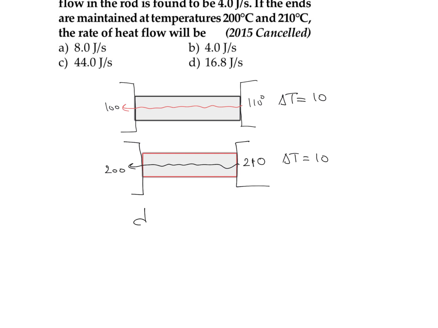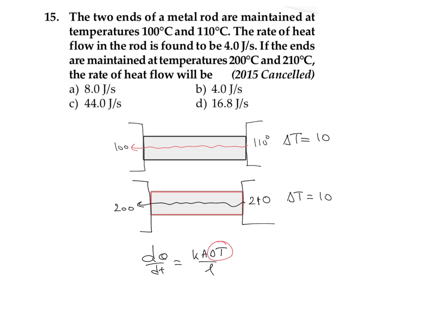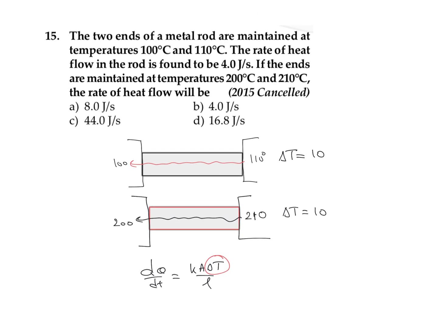So from the equation, dQ divided by dt is equal to K A delta T by L, the rate of flow of heat energy depends upon the difference in temperature, not upon the temperature itself. So as the difference in temperature is the same, in both situations the same flow of heat energy is going to happen. As in the first situation it was 0.04 joules per second, now also that will be 0.04 joules per second only.